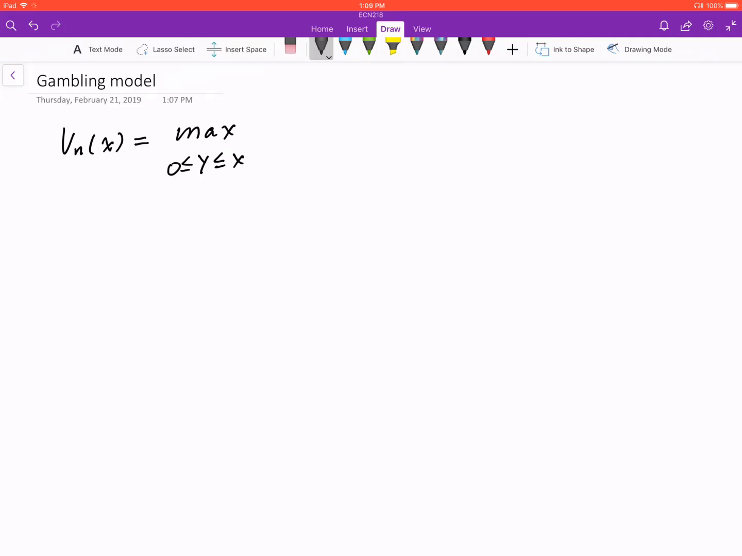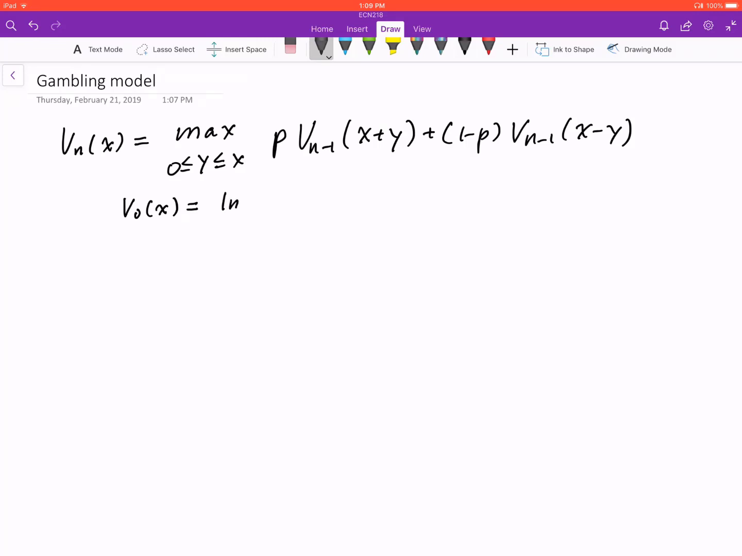And then we have p times the expected value V_{n-1}. If we win, we have x plus y. If we lose, with probability 1 minus p, we have V_{n-1} of x minus y. Right? So that's the problem we are trying to solve. And V_0 of x is equal to log of x. Okay, so that's what we have.